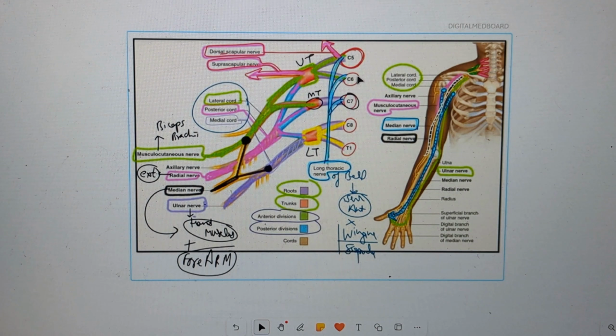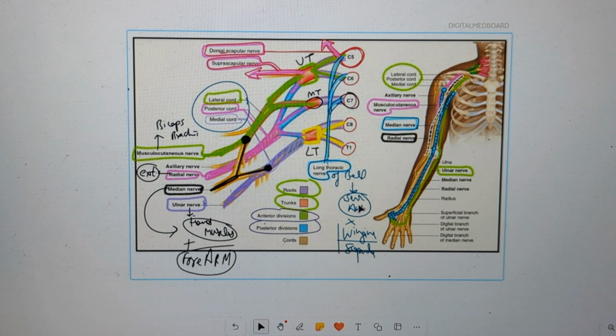Here we go. The root values of the brachial plexus start from C5, C6, C7, C8 and T1. The upper trunk is formed by the union of C5 and C6, while the lower trunk is formed by C8 and T1. The middle trunk is derived from C7.